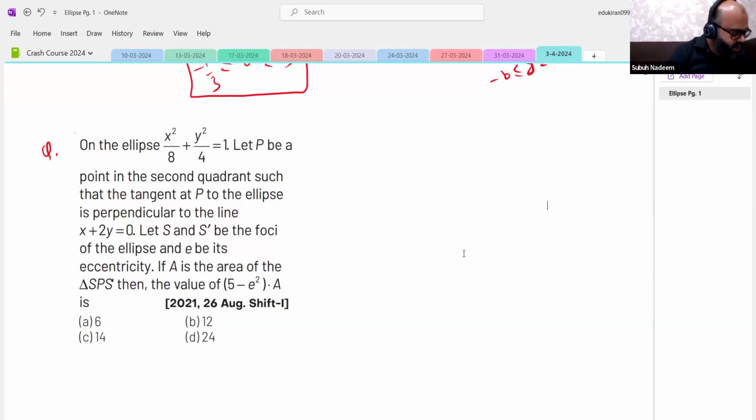I think it is 5 minus E square only, and the 'into A' is typed by mistake there. Let me check. Okay, yes, A is the area of the triangle. So you have to find the area also.